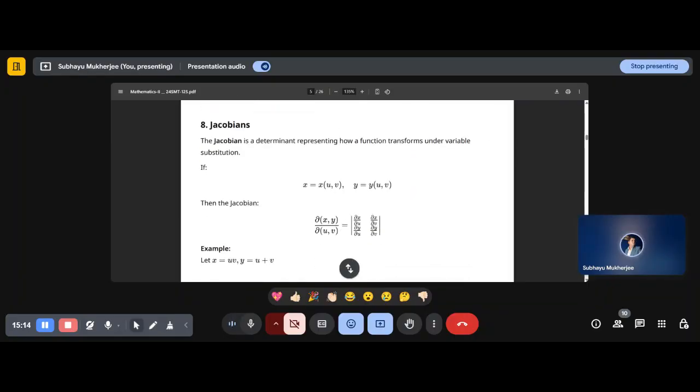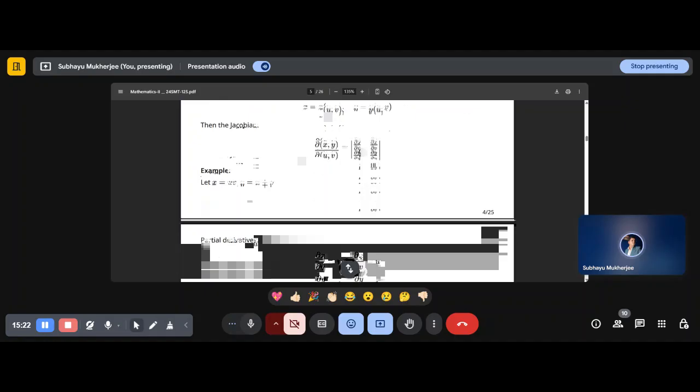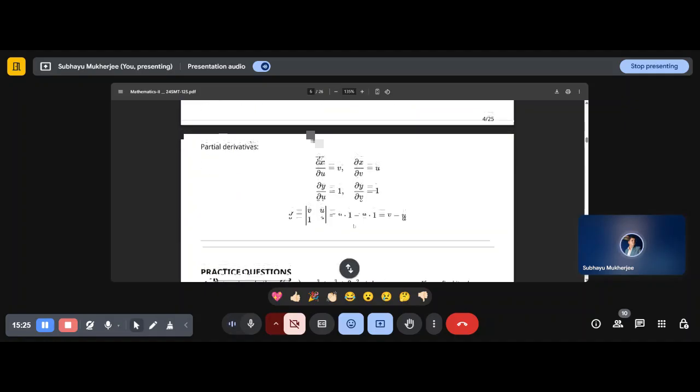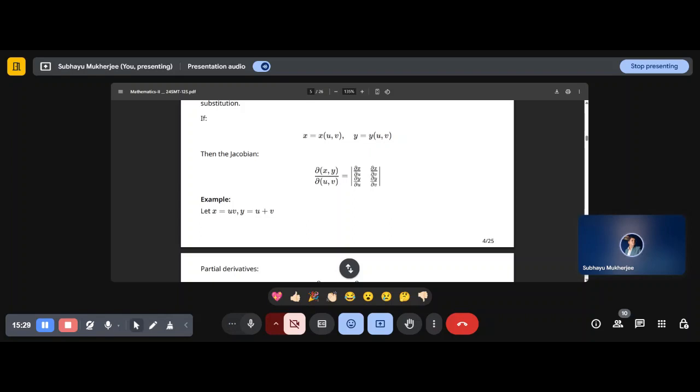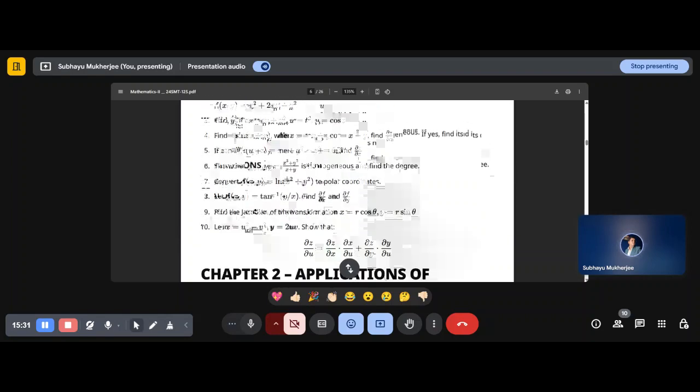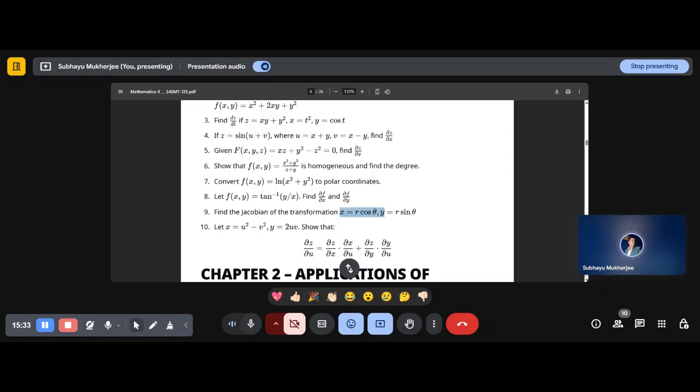For this, we have to take up Jacobian. So the Jacobian formula is here, this is basically a quadrilinear thing. So here we have to find the Jacobian. You can simply see that if two things will be given in the question. Okay, let's see. Find the Jacobian of the transformation r cos theta and r sin theta.